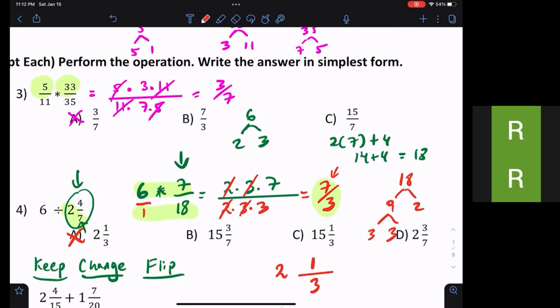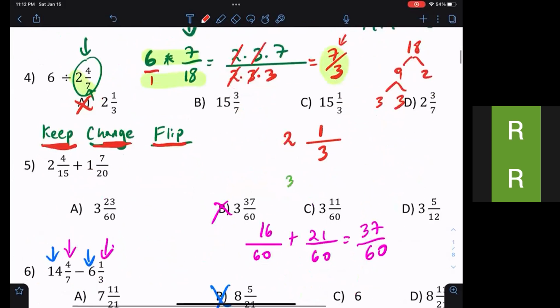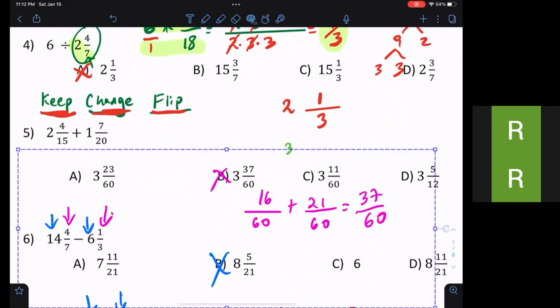Okay? So make sure that you are tracking what I'm doing. Just remember this thing, keep, change, flip. It's going to help you a lot when you're solving these algebraic problems. This is not difficult at all. This is just calculation. If you still don't understand, I suggest you rewatch it or go back a little bit and then watch it again. Okay, let's do the next question.